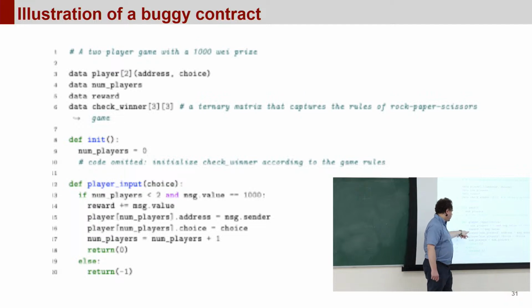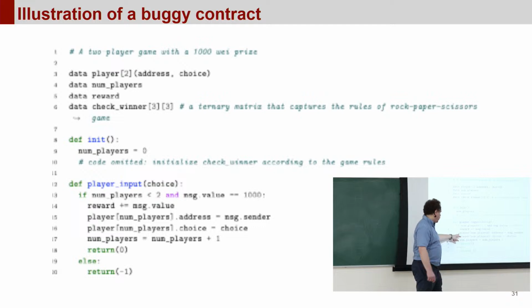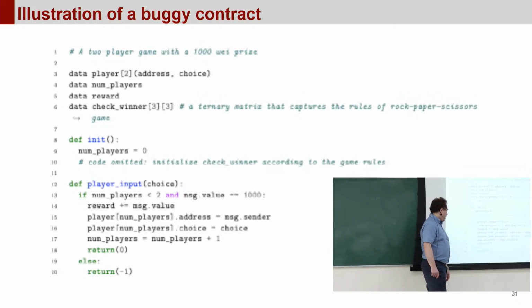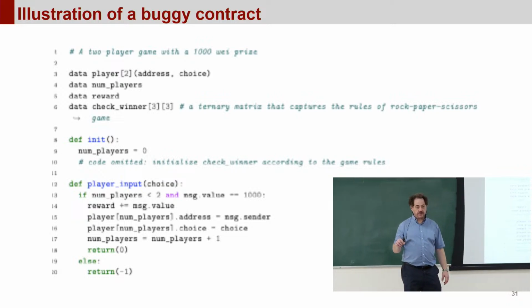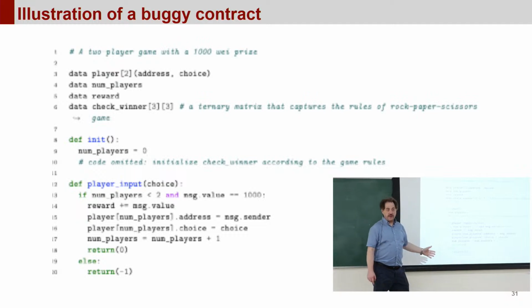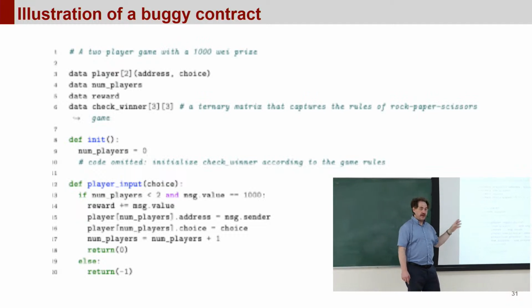Okay, so we increase the pot with the value of the message. We memorize the address of the player, and we also memorize the choice of the player, and we increase the number of players. There is also one final function which is not shown here, which checks the value submitted by all players, declares the winner, and sends the funds back. So that's the implementation. Now, it's a very simple program, right? Turns out that it already has up to 5 different bugs.